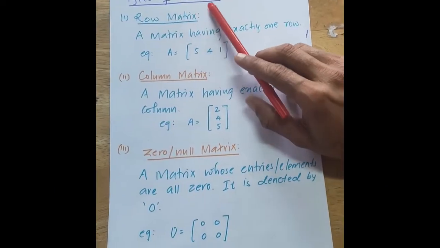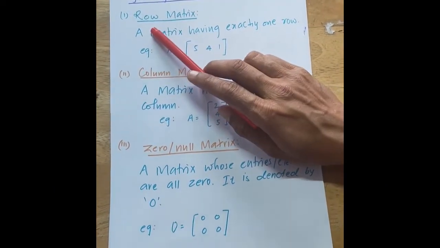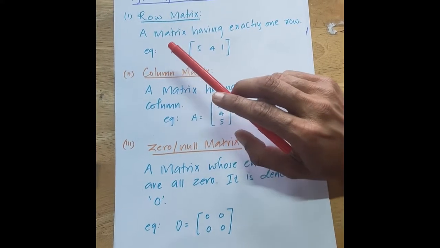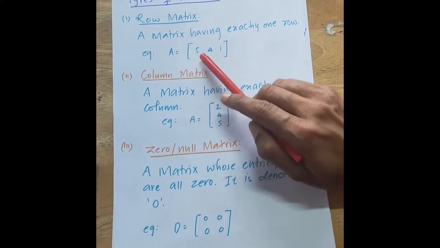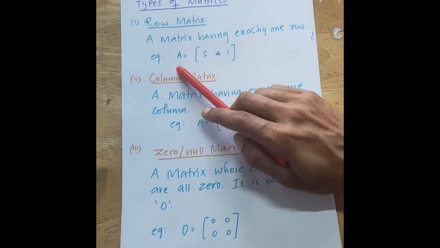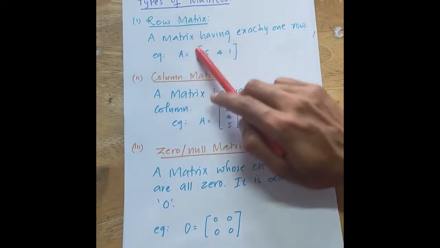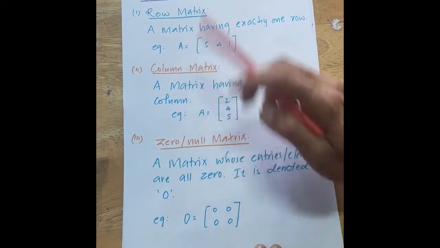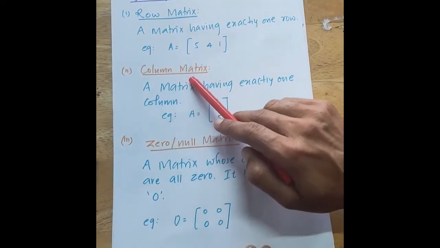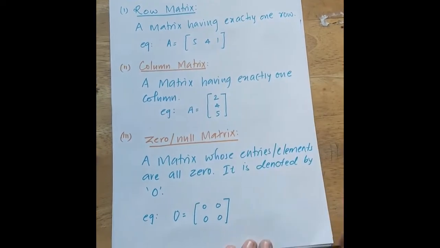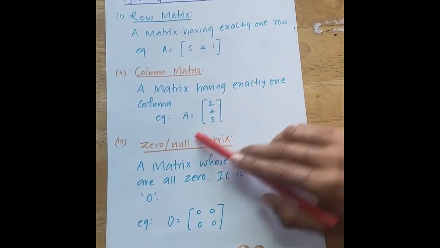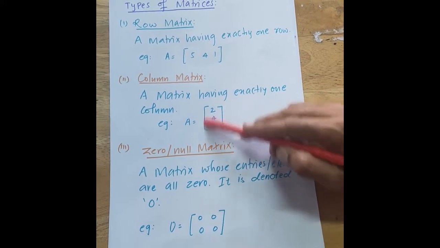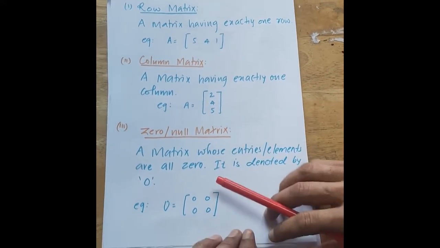Now next we have types of matrix. The first one is the row matrix. A row matrix means a matrix having exactly one row. In this matrix 5 4 1, we have just one row, so it's called a row matrix. Similarly, a column matrix: if a matrix has exactly one column, that's called a column matrix. Here in this example, A equal to 2 4 5, just one column.